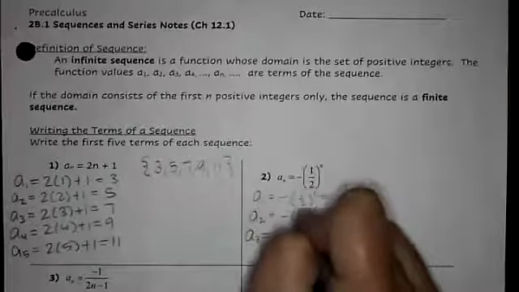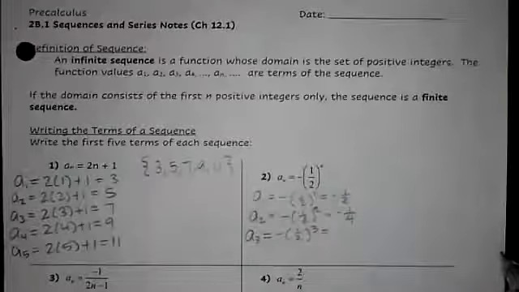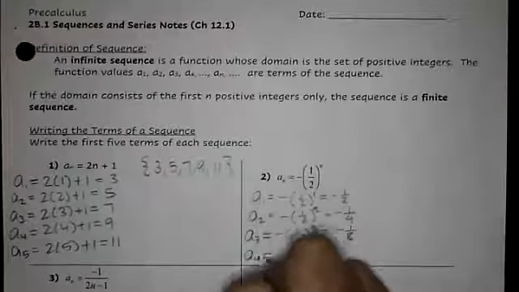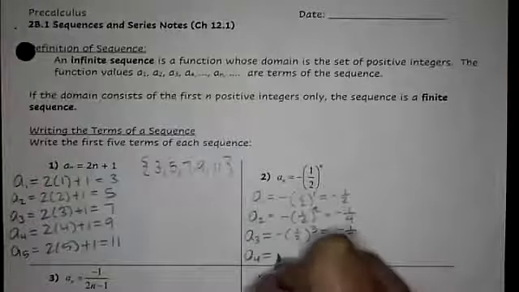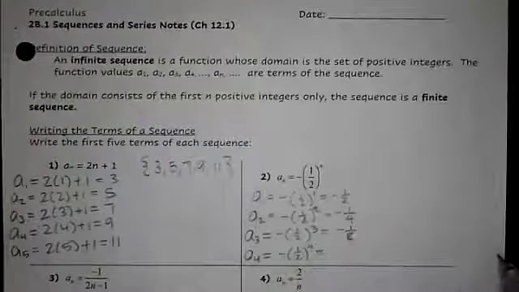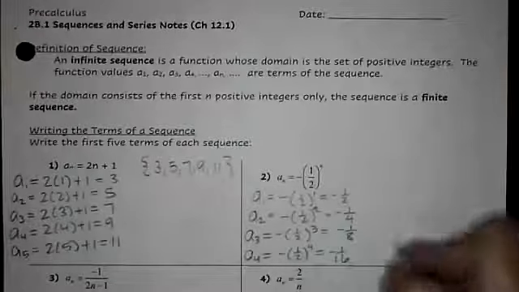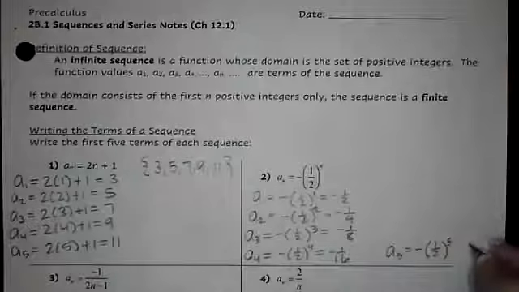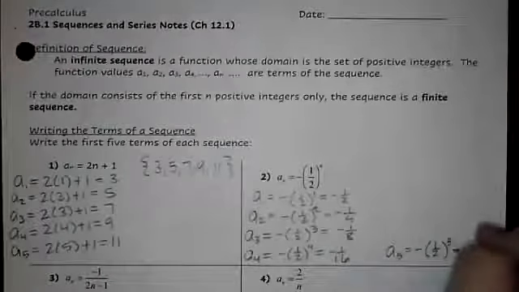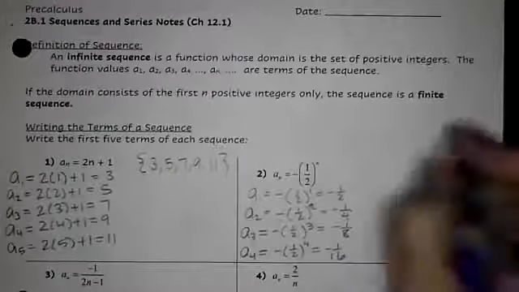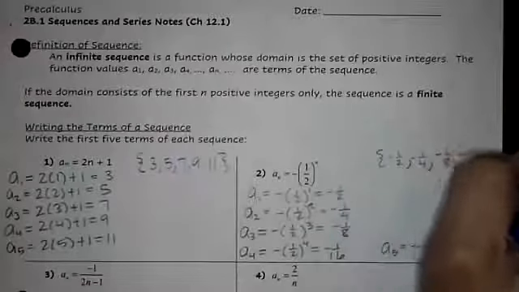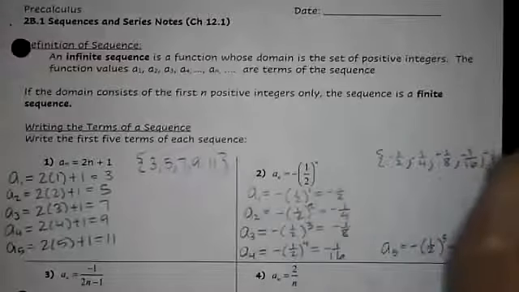I continue doing the same thing, plugging in each term value to find our terms. So I'm going to plug in 3. That's 1/2 times 1/2 times 1/2, which is 1/8. And then times a negative gives me a negative 1/8. A to the fourth, I'm going to do the same thing. I'm going to get 1/2 to the 4th power. That's going to give me negative 1/16. And a to the 5th, I would get negative 1/2 to the 5th power. That gives us negative 1/32. And so our set is negative 1/2, negative 1/4, negative 1/8, negative 1/16, and negative 1/32.